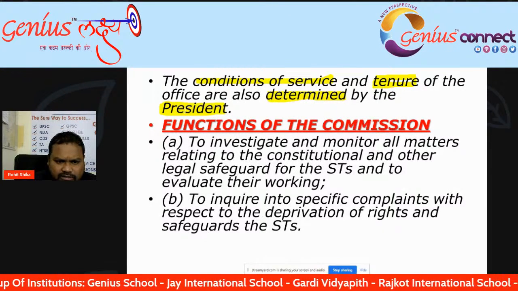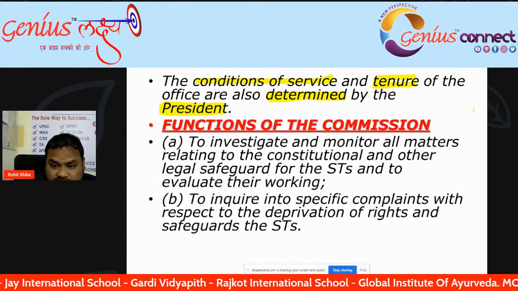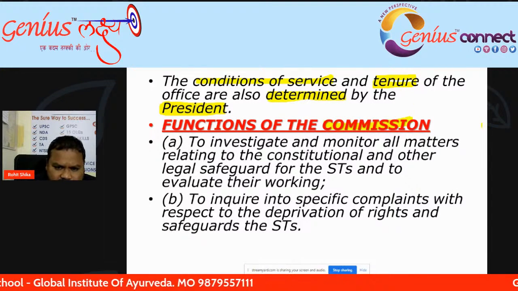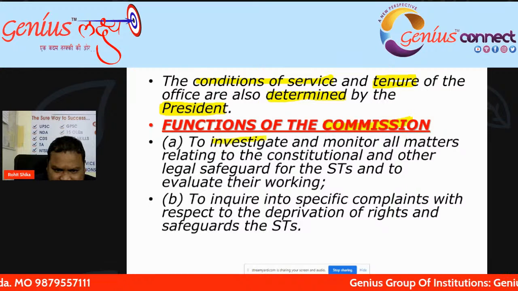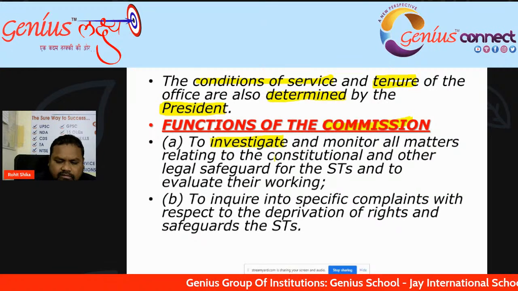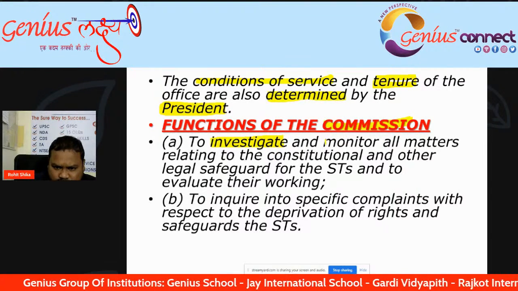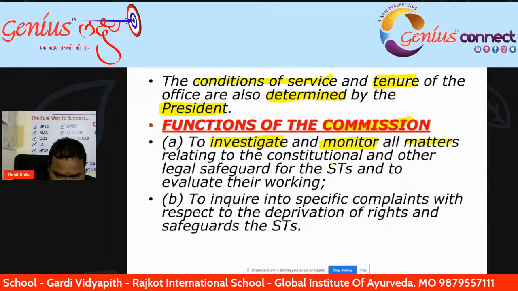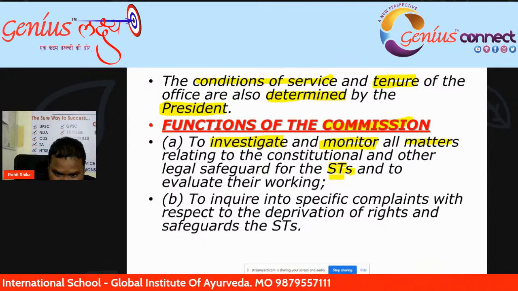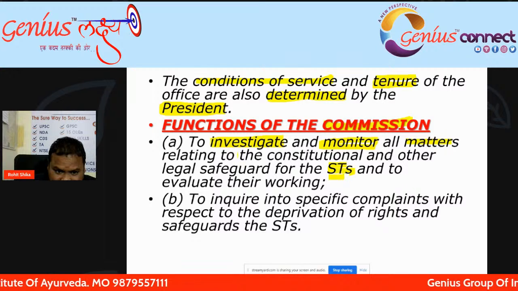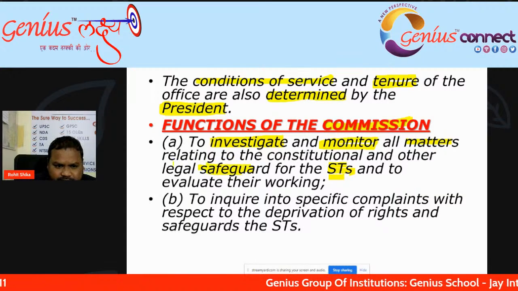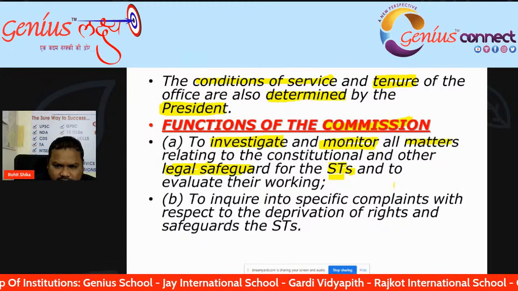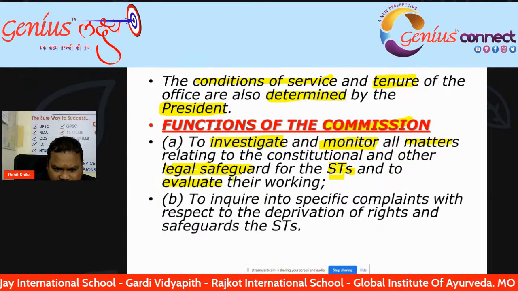Now we will know the functions of the National Commission for STs. The National Commission for STs is there to investigate and to monitor all matters relating to STs, to safeguard, to protect them legally. Also to evaluate their working.